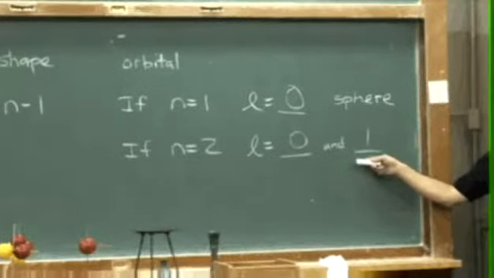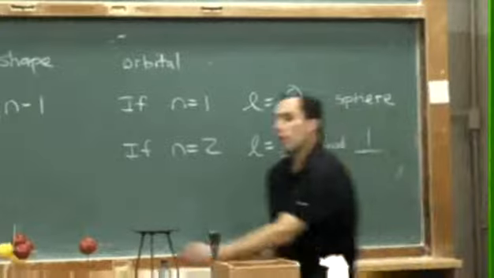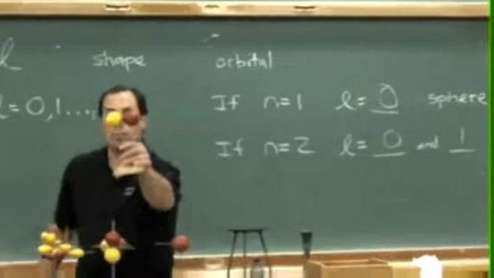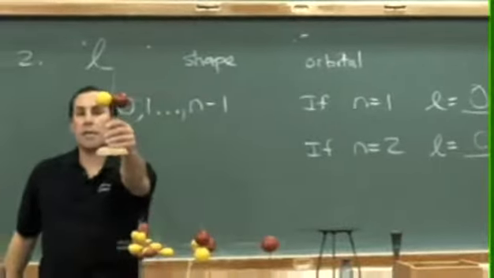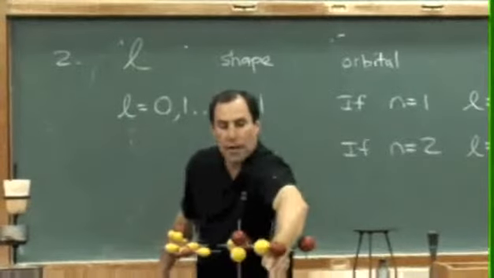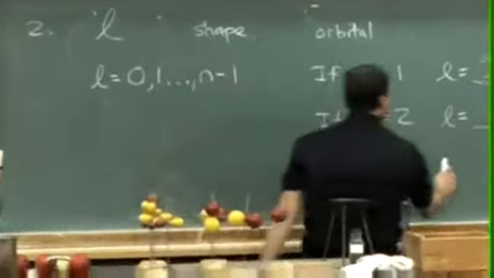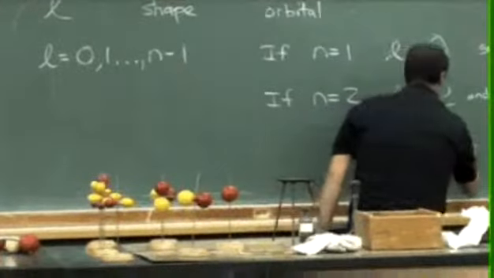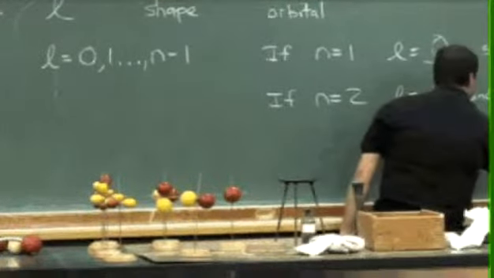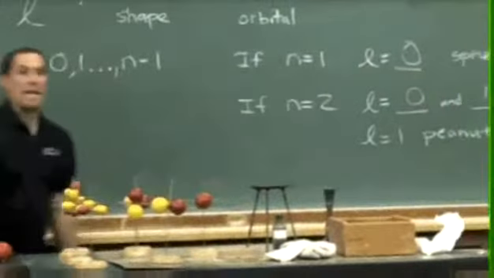We have a new value for L. When L is equal to 1, we have a different shape. Many people refer to this as being a dumbbell or a bow tie. I refer to it as a peanut. So I'll hold that there, and it's as though you have two of those little nuts in the shell. And so when L is equal to 1, we have a shape that I call a peanut.